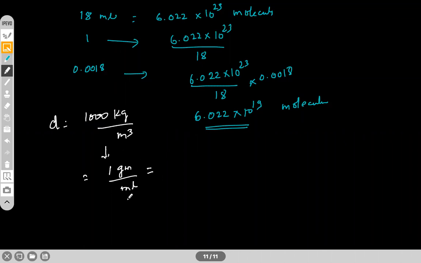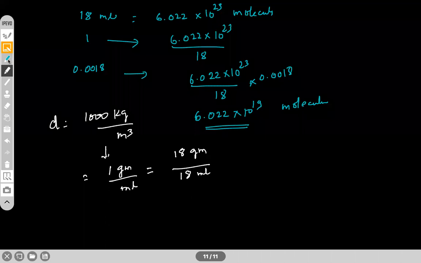So if 1 gram per ml is the density, then I multiply this by 18. Why am I taking 18 here? Because 18 is the molecular mass of water. Multiplying numerator and denominator by 18, we get 18 gram per 18 ml. This means that 18 gram of water occupies 18 ml of volume. That is the meaning we have, right?